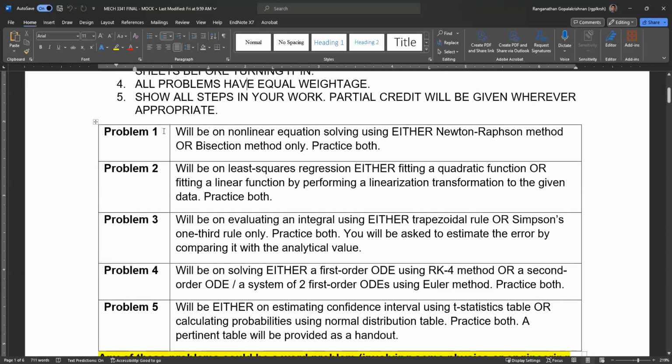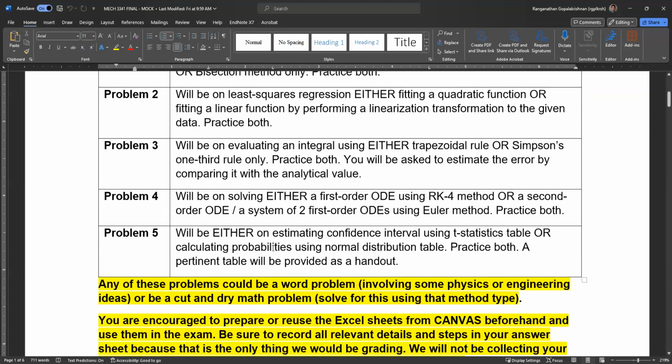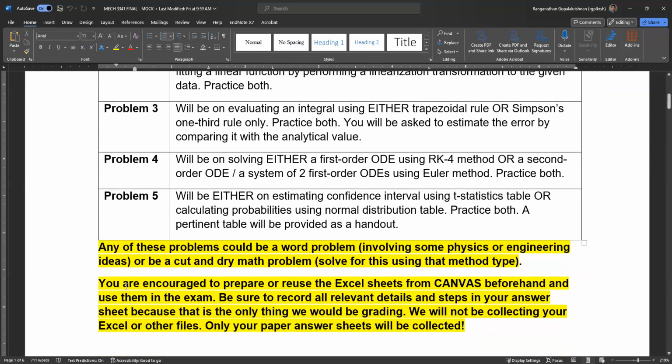There will be 5 problems covering these specific topics that I've shortlisted so that if you study these, you should be good. Any of these problems could be a word problem involving some physics or engineering, or it could be just a math problem saying solve this using a particular method. During the exam, you can do all your work on the calculator and paper, or you can use Excel, MATLAB, whatever you want to use.